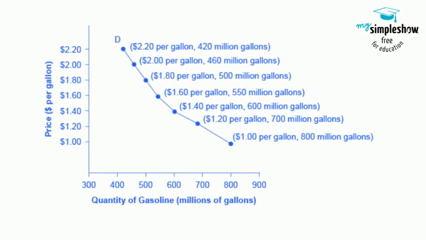Consider a demand curve for gasoline. The demand schedule shows that as price rises, quantity demanded decreases, and vice versa. We graph these points, and the line connecting them is the demand curve, D. The downward slope of the demand curve again illustrates the law of demand, the inverse relationship between prices and quantity demanded.